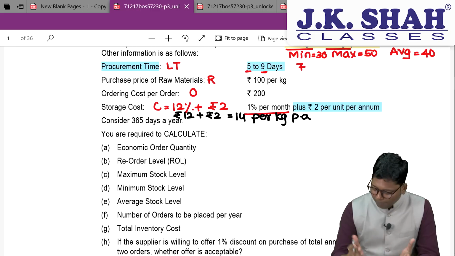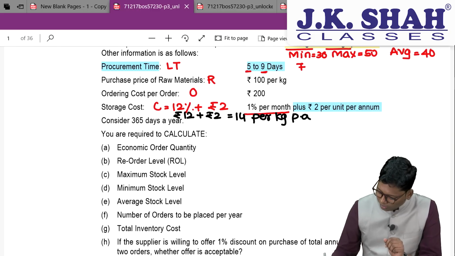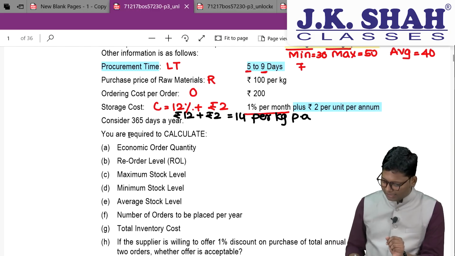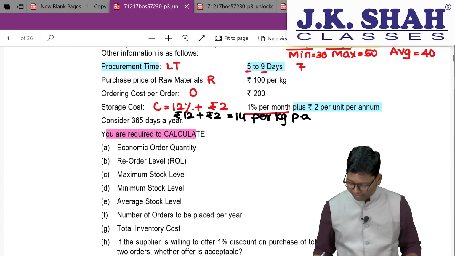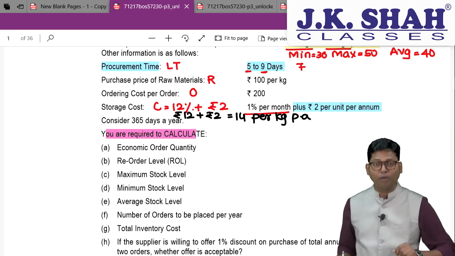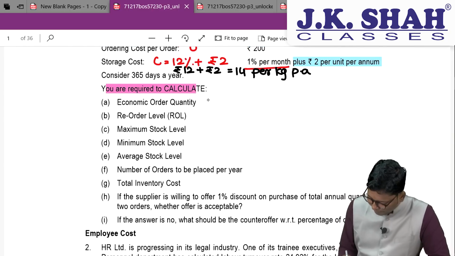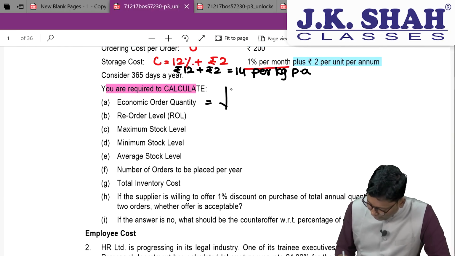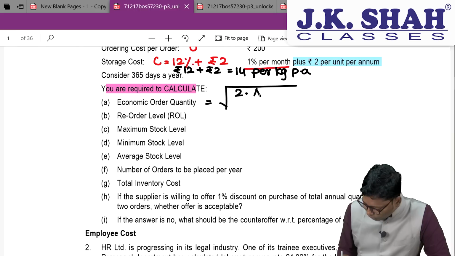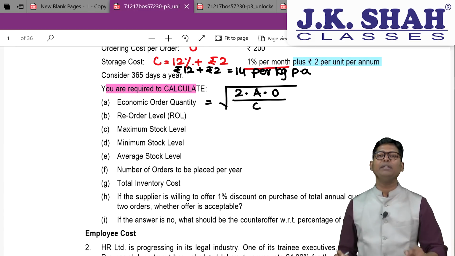By using the same information, what all things are asked in the question? Point number 1, the question is asking us to calculate various things, where the very first thing asked is your economic order quantity. Hope you remember the formula to calculate economic order quantity. Your economic order quantity is computed by the formula: square root of 2 into annual requirement of material into ordering cost, divided by carrying cost per unit per annum.